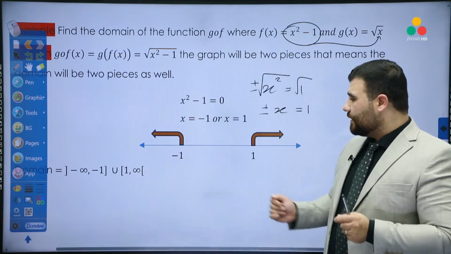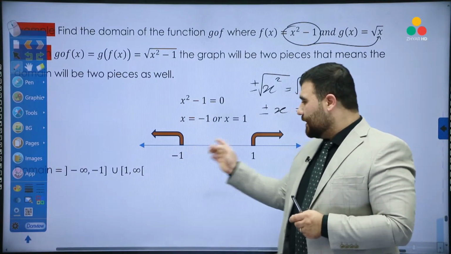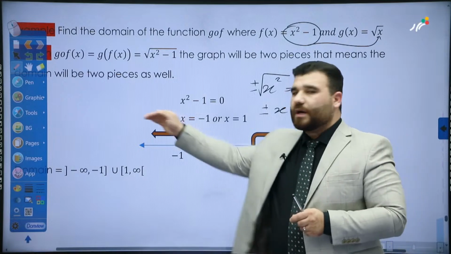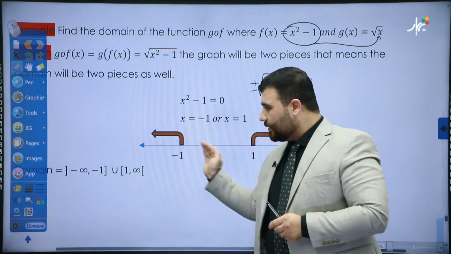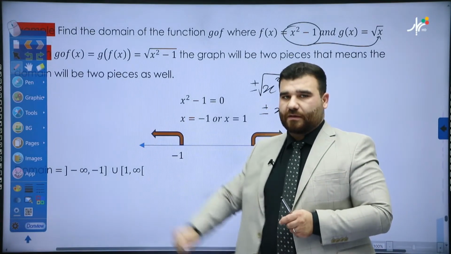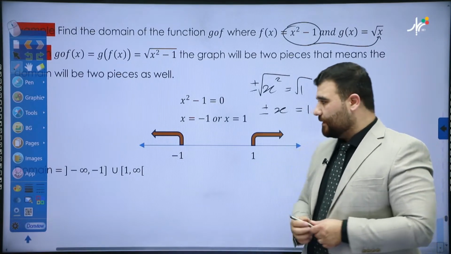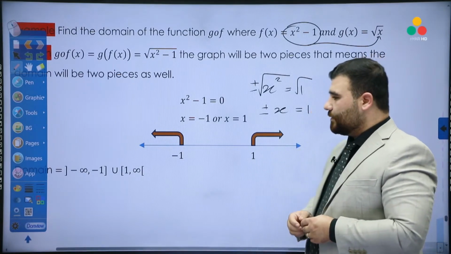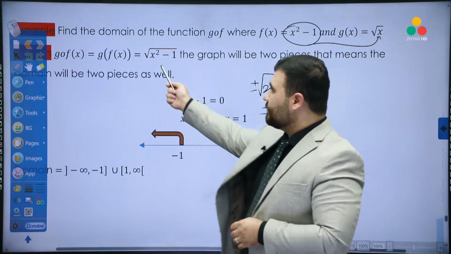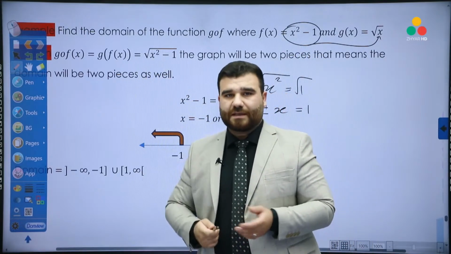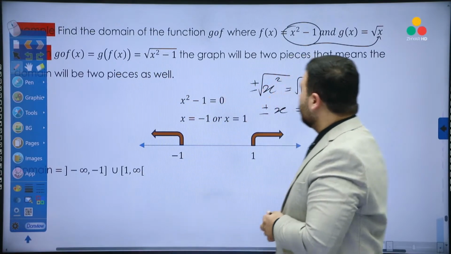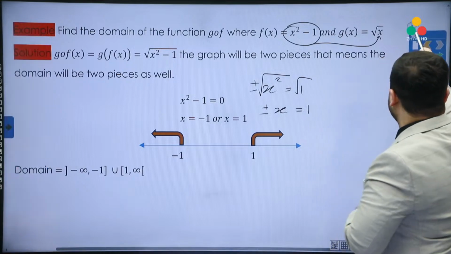After we find 1 and negative 1, we put them on a number line. On both sides, we go outwards. Negative 1 goes until negative infinity, and 1 goes up to positive infinity. This is the domain, and we had this case when the expression under the root is positive. Let's have another example.